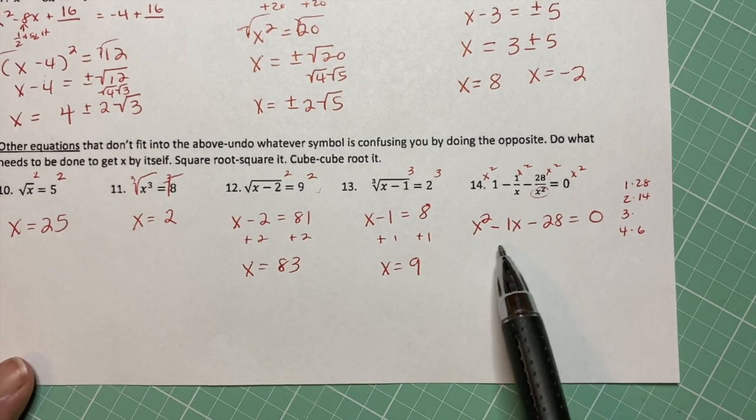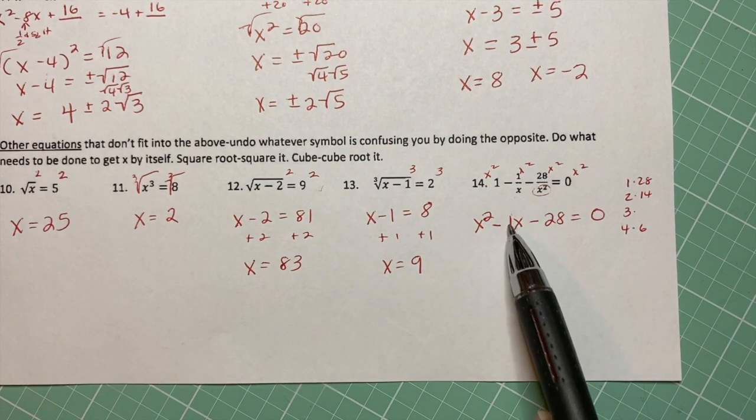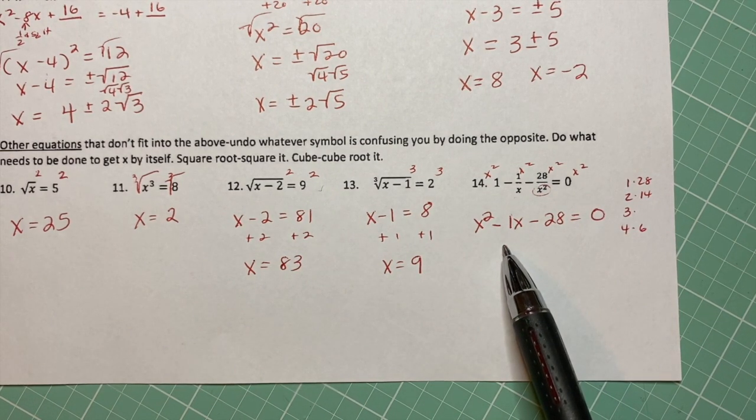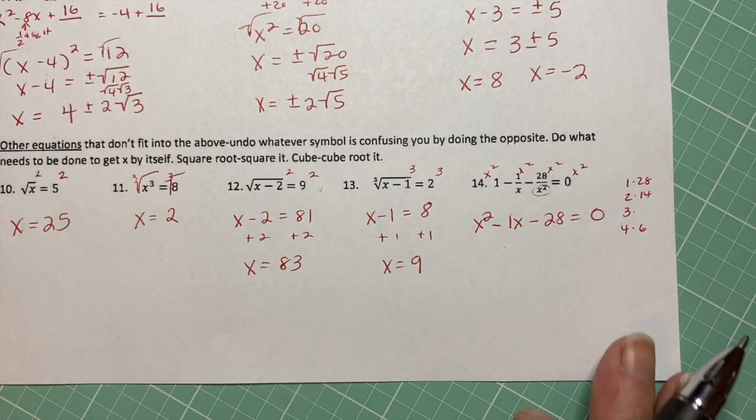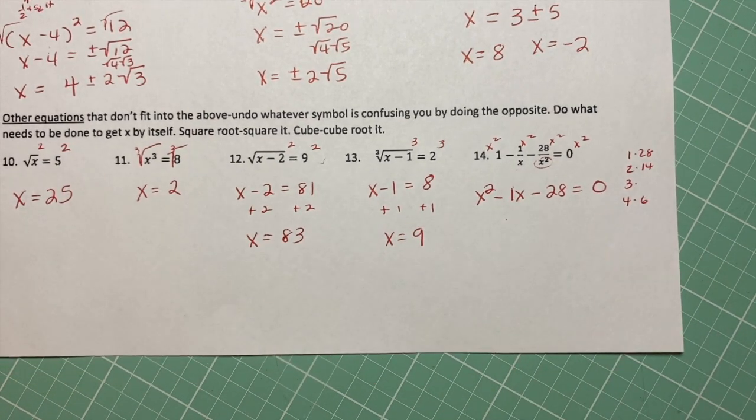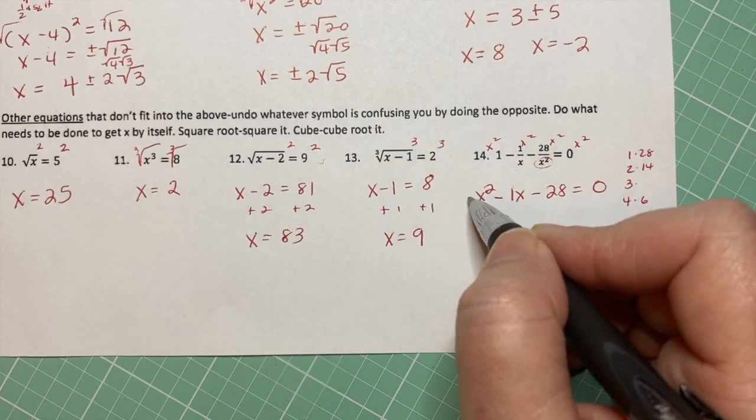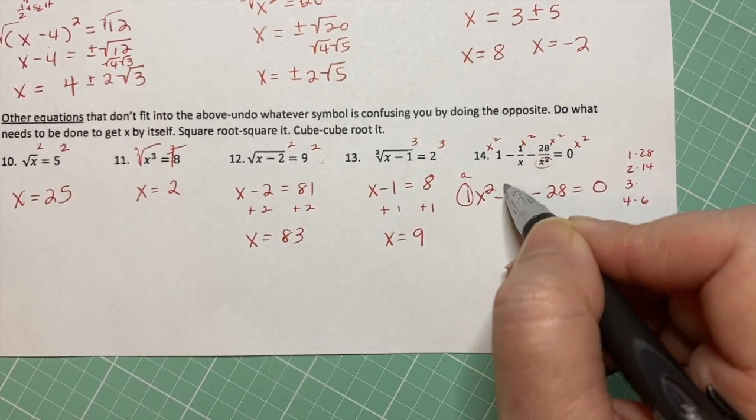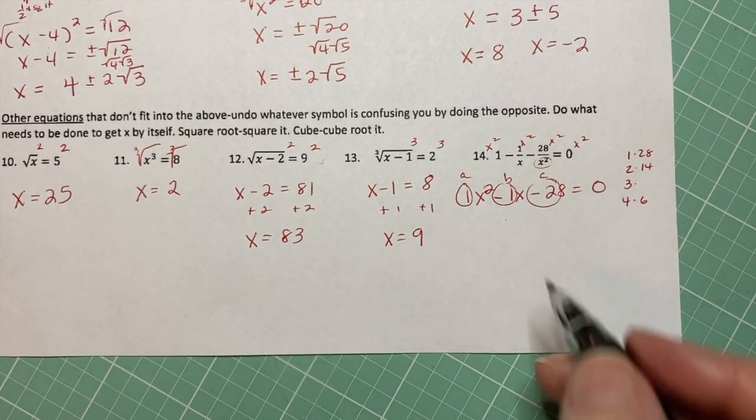So here's why I wouldn't do completing the square. If you completed the square, you'd have to take half of 1, which is 1/2. 1/2 squared is 1/4. It's perfectly okay. You can work it out and get the right answer. But why do we really want to have to mess with that? So let's do the quadratic equation. So my A is going to be 1, my B is going to be -1, and my C is going to be -28. And plug it in.